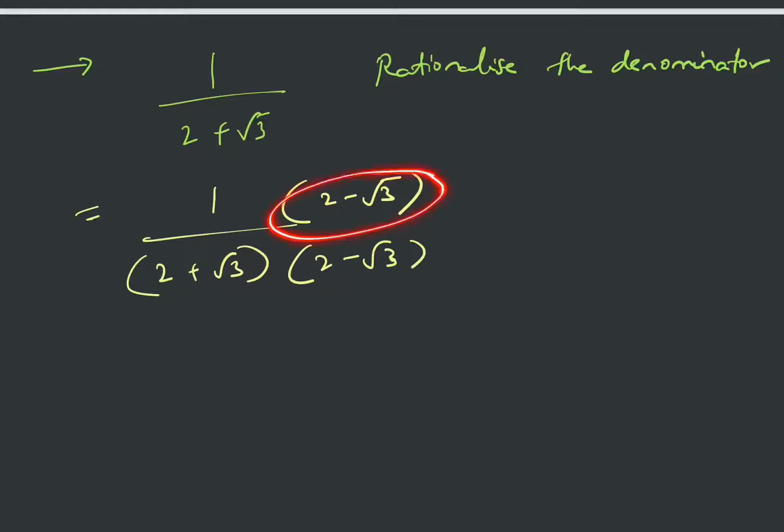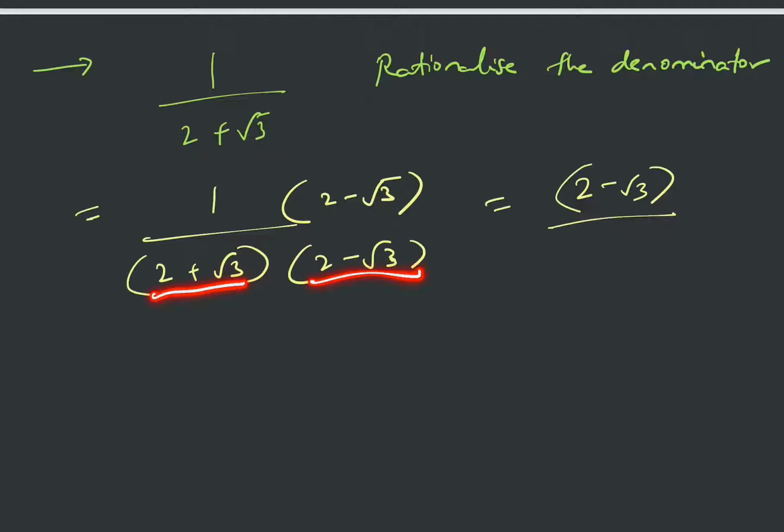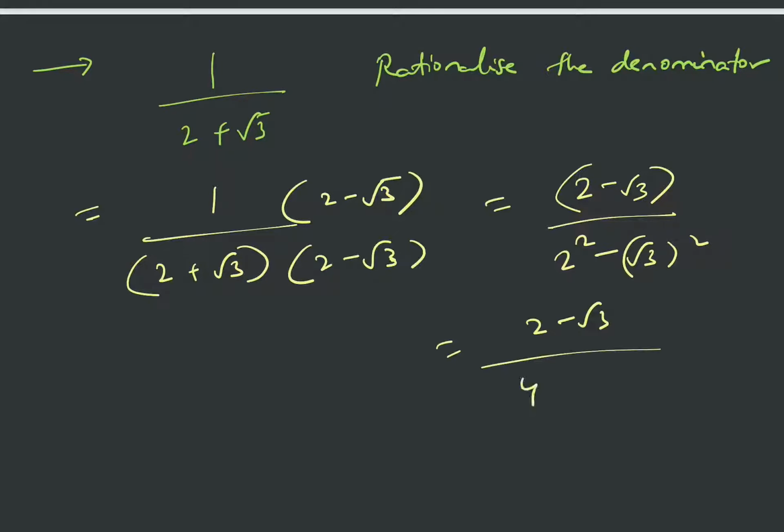This we can do, right? Because we can write a as ab by b. So that's what I have done. I have just multiplied and divided it. So in the numerator I have written 2 minus root 3, and in the denominator this is a plus b into a minus b. So I am writing this as 2 square minus root 3 whole square. So 2 minus root 3 by 4 minus 3. So this is 2 minus root 3 by 1, which is nothing but 2 minus root 3, right?